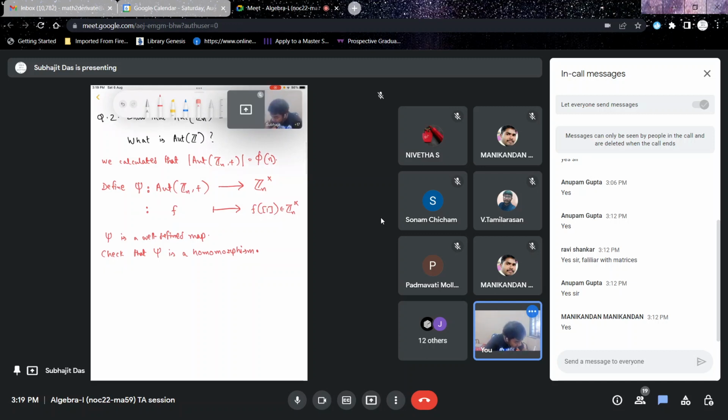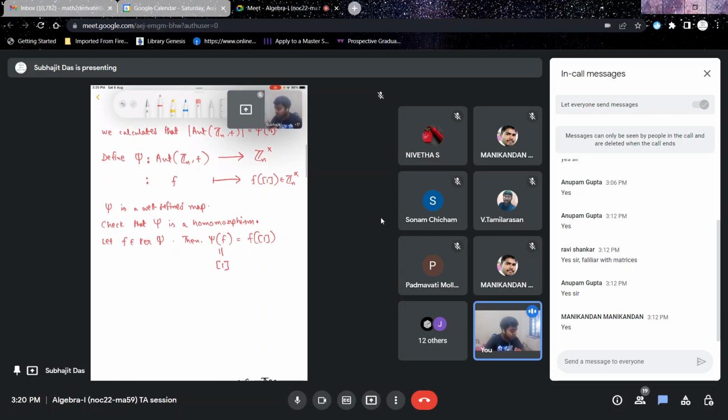So let f belong to the kernel of Psi, that is, let f be an automorphism of Zn that belongs to the kernel of Psi. Then we know that Psi of f, which we have defined to be f of 1, right? This has to be equal to what? Since f is in the kernel, this has to be equal to 1, which is the identity element of Zn cross.